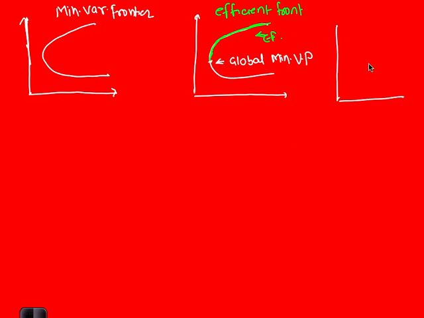Then step number 3, once you have the efficient frontier, then plotting the indifference curve of the investors, and that point where it is tangent, that would be the selection of the optimal portfolio.